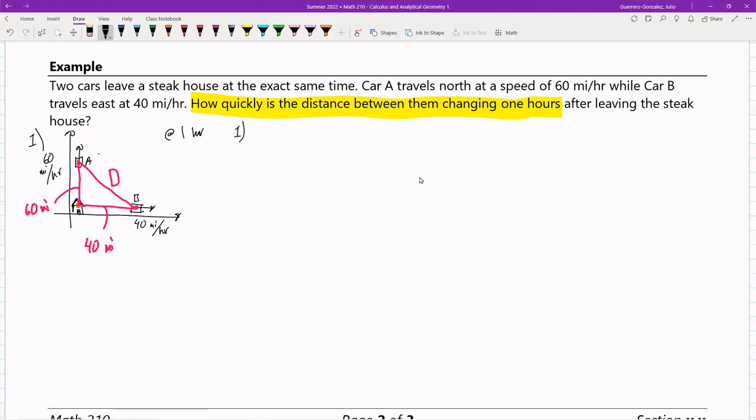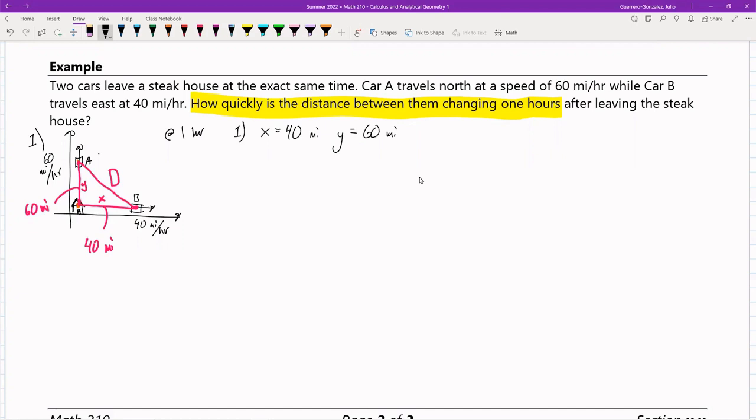This is going to be the mathy portion of it. So number one is we're going to identify all of the variables and all the expressions that we need. I'm going to give a couple more variables here. I'm going to call this one X and this one Y. Looking at our picture, X after 1 hour is going to be 40 miles. Y is going to be the 60 miles.